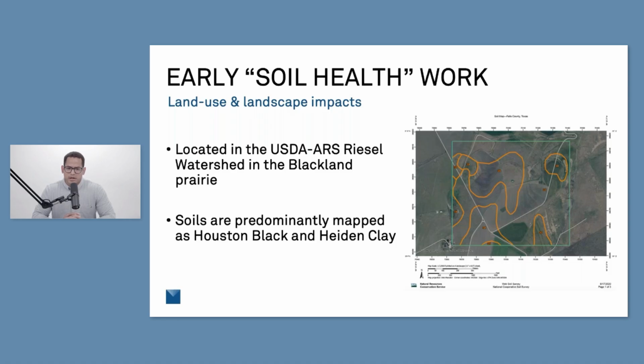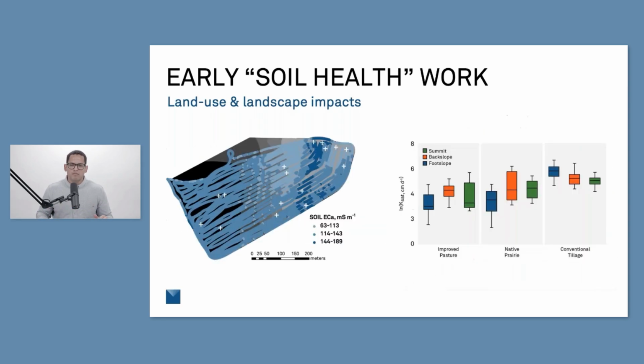The soils on this site are all predominantly mapped as Houston Black and Hayden Clay. And so we had very similar soil types across the site. The primary difference between Hayden Clay and Houston Black is the depth of parent material. So outside of that, at the very surface, the soil properties are very similar between the two.